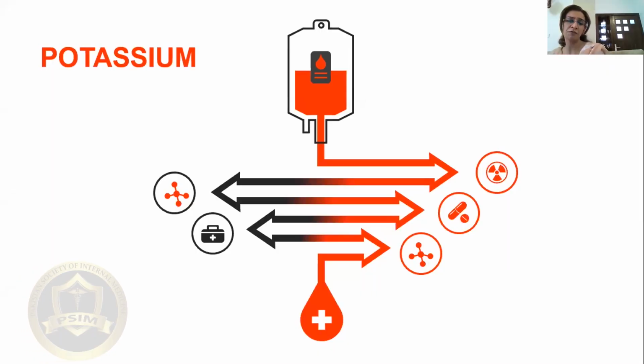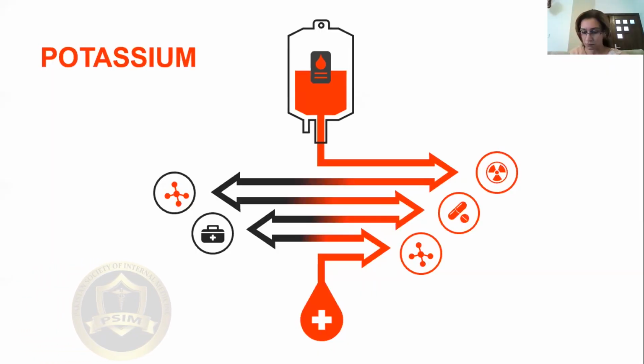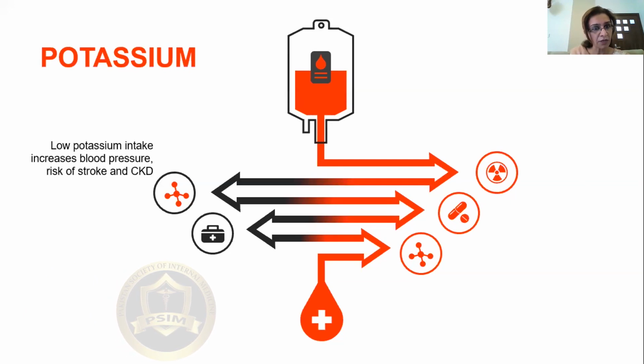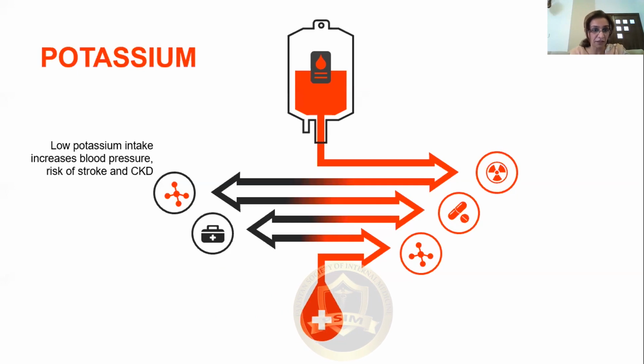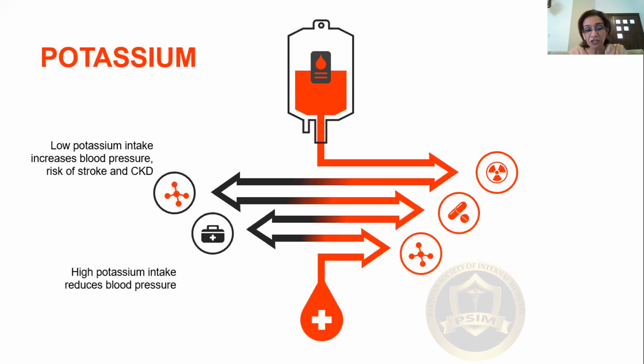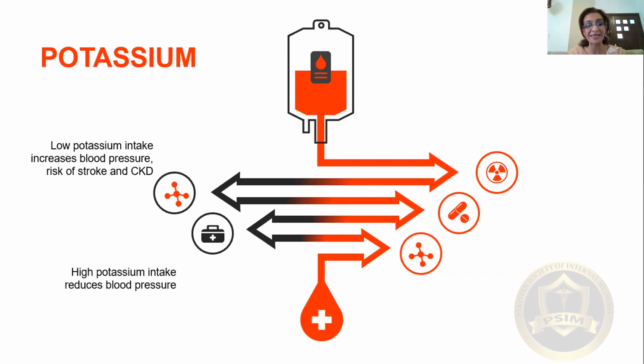So going on from here, and just because this is something that's not generally discussed and something interesting, we'll dwell a bit upon potassium. So low potassium intake, that is when you do not meet the RDA, increases blood pressure and increases the risk of stroke and chronic kidney disease. High potassium intake, which again, I do not mean excessive potassium intake, but maintaining the RDA of 120 milliequivalents per day or up to 3,700 milligrams per day, reduces blood pressure.